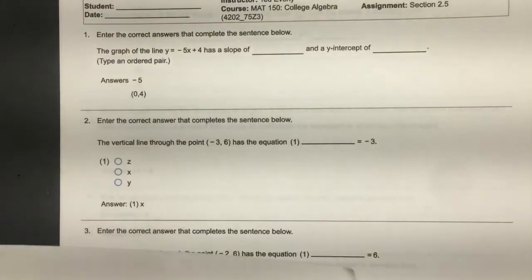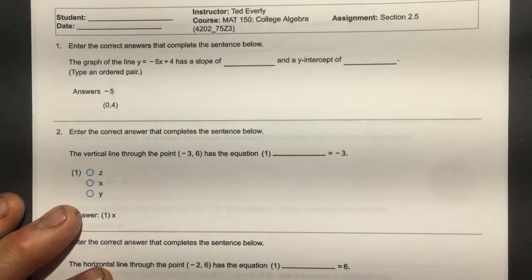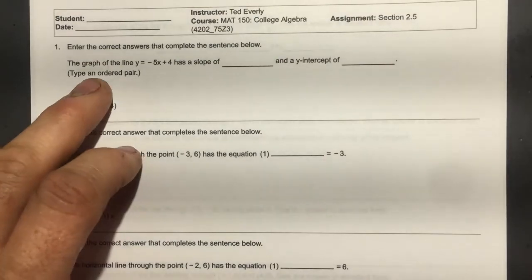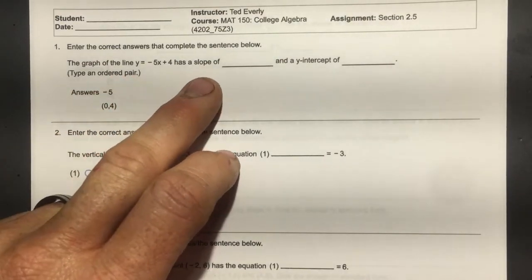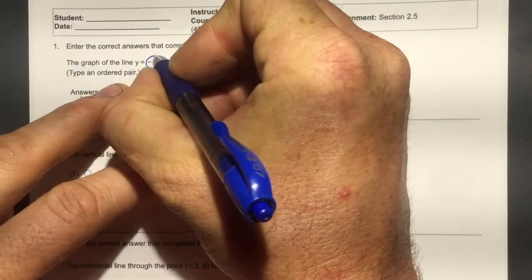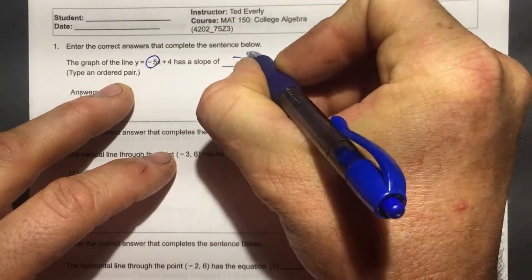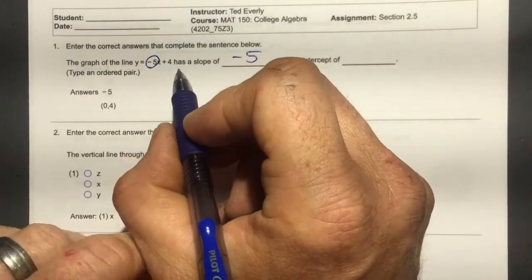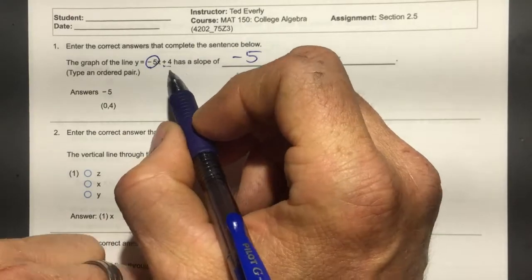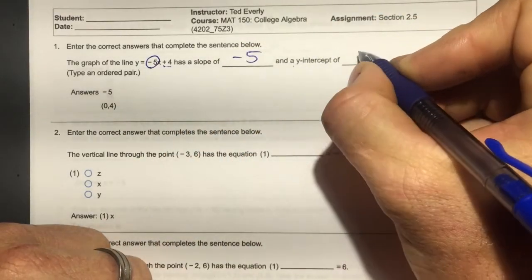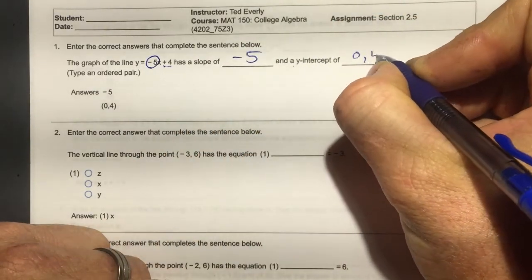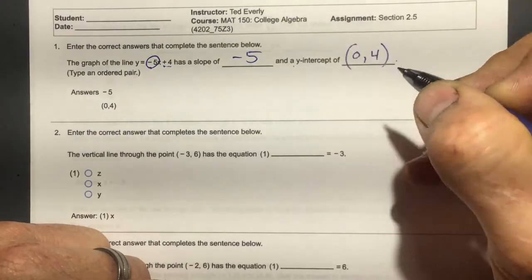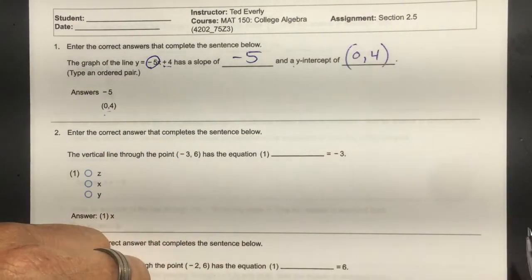All right, well, when we look at this right here, number one, it says the graph of this line right here has a slope of, well, right there, here's my slope right there, -5. And it has a y-intercept of, right there's my 4. So, the y-intercept means x would be 0, and the y-intercept value is 4. So there's my answers. Okay?